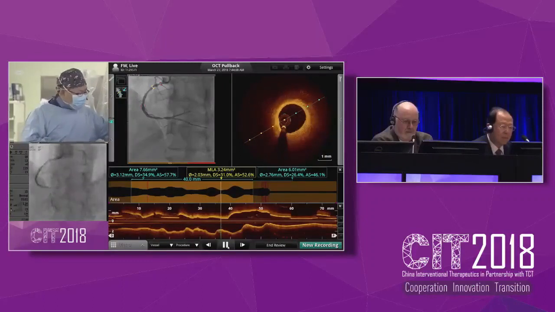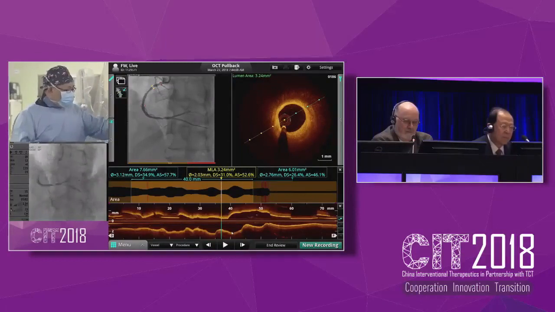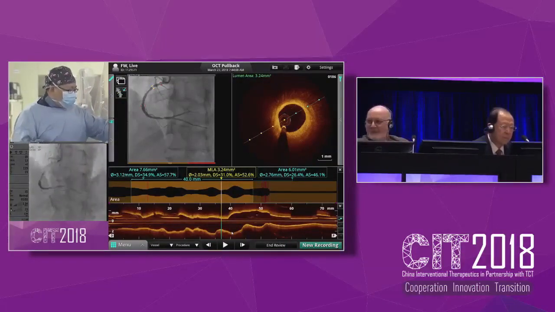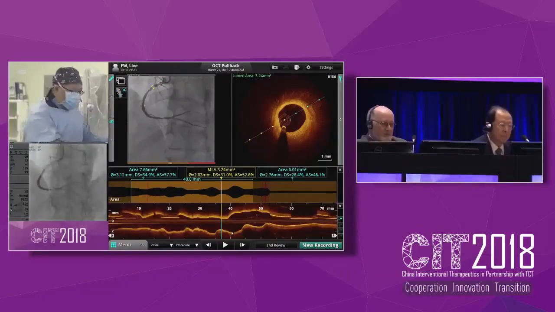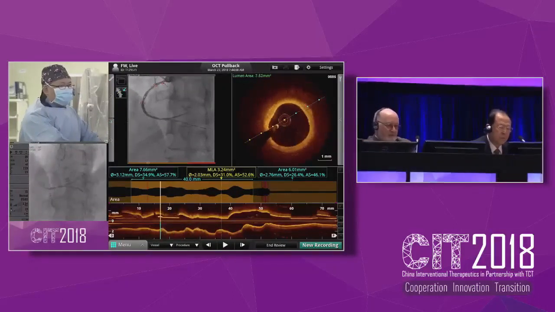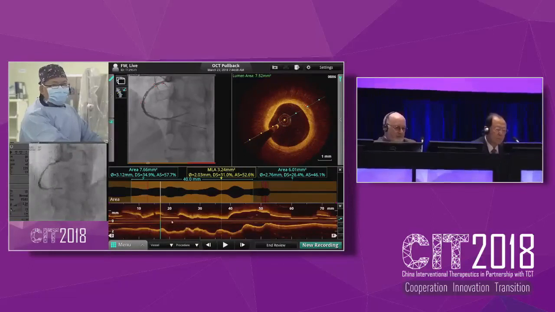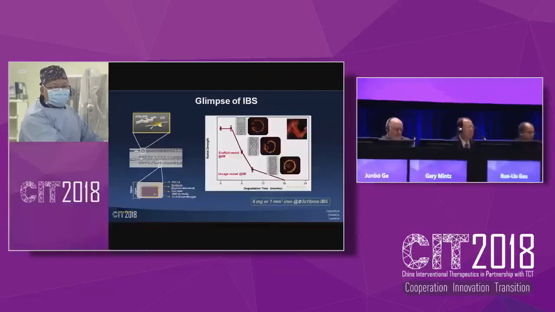Yeah, thank you. Actually, the lesion is nothing special. This morning, a young guy told me the lesion is too simple and I should leave it for him. But the special thing today is the stent we're going to use. The stent we use today is the IBS, an iron-based bioresorbable scaffold.